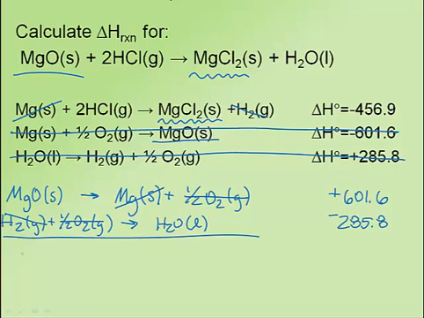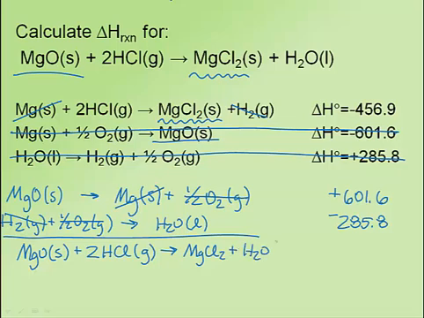That leaves us with MgO plus 2HCl yields MgCl2 plus H2O. It's exactly what we wanted to write, so we add up our delta H's. Negative 456.9, positive 601.6, and negative 285.8 gives me an answer of negative 141.1 kilojoules.